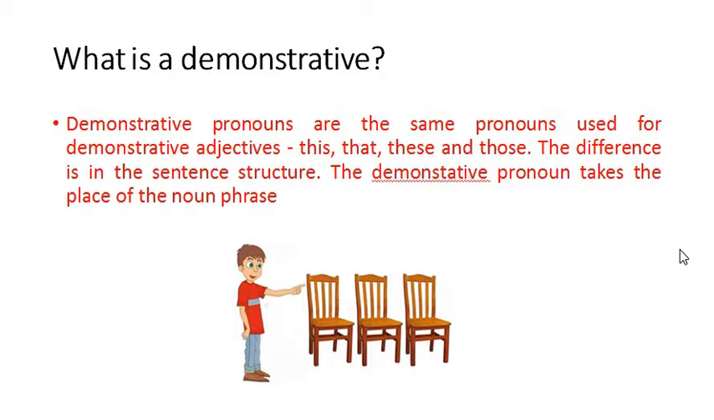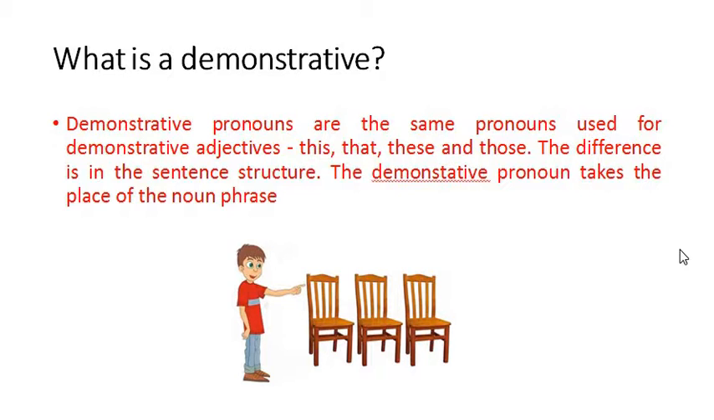A demonstrative is a pronoun. Demonstrative pronouns are the same words used for demonstrative adjectives. In English, of course, we have demonstrative pronouns and demonstrative adjectives, and in Kurdish we have both as well, but they are slightly different in Kurdish. We will see that. In English, demonstratives are this, that, these, and those, and the difference is in the sentence structure.